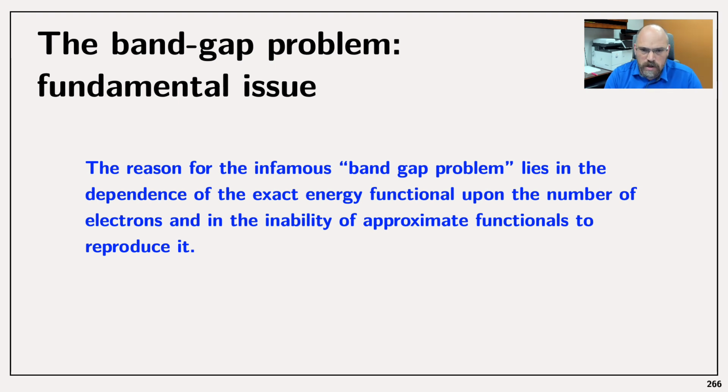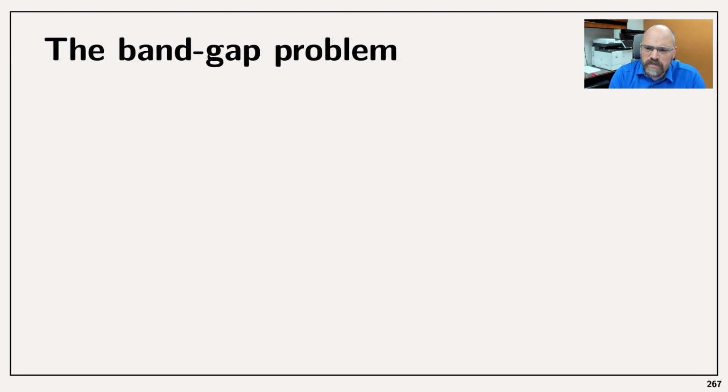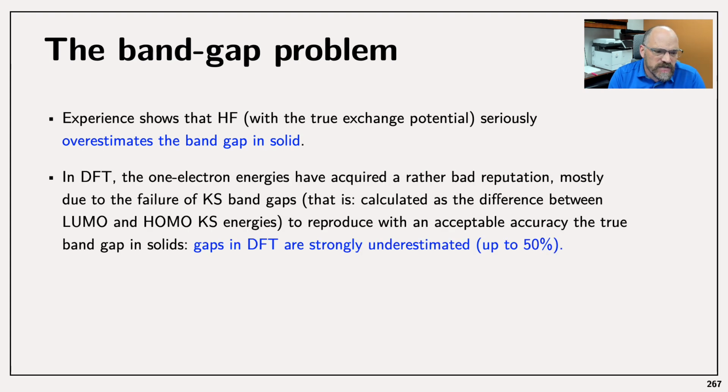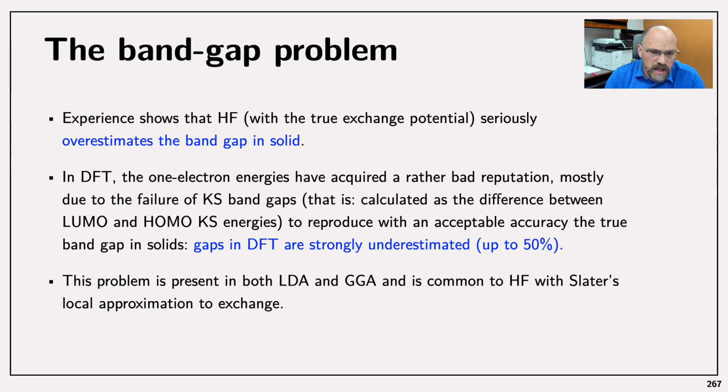That's the fundamental issue. Now, maybe that sounds like a lot of jargon in what I just said, so I'm going to try to explain that a little bit more. We know that Hartree-Fock overestimates the band gap of solids, and in DFT, like in LDA, for example, we have a strong underestimation of about 50%. And this is true for both LDA and GGA. But the main point, and I'm going to explain that in a second, is that this problem is not a DFT problem. It's an LDA and GGA problem. It's a problem with the fact that we do not know the exchange correlation functional exactly.